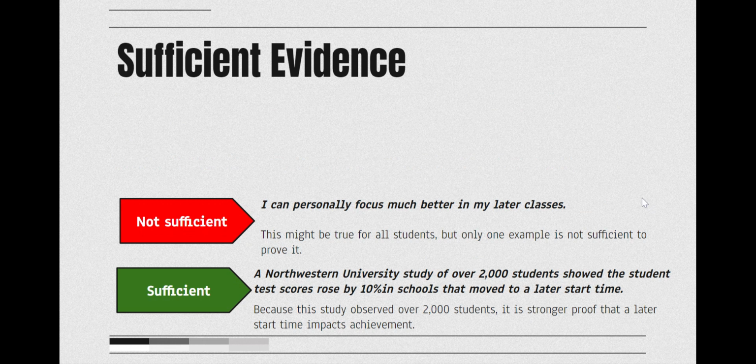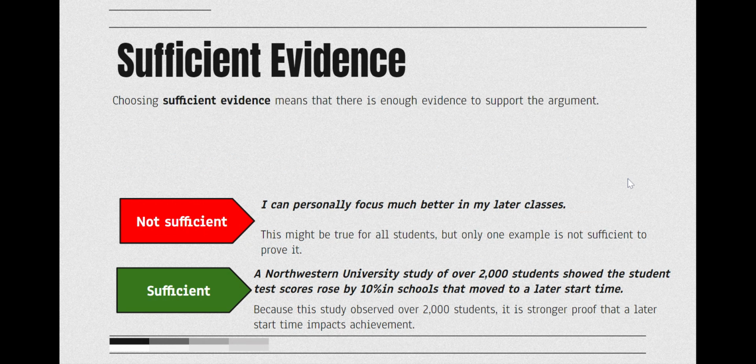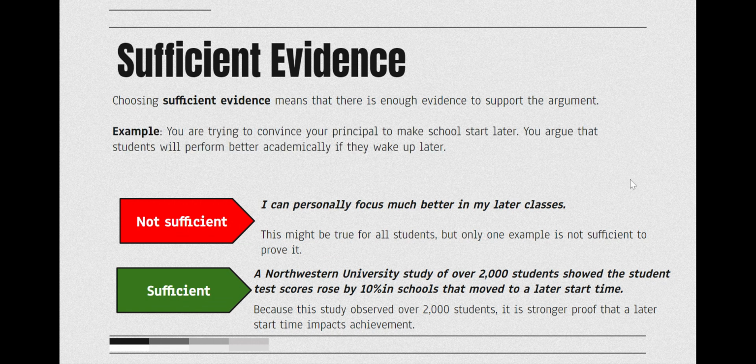Next, we want to talk about sufficient evidence. Sufficient evidence means that there's enough evidence to support the argument. You might provide some facts or a story that proves your point, but, and here's the caution part here, if it's only a small sample, it won't be super convincing. So let's pretend that you're trying to convince your principal to make school start later, and you argue that students will perform better academically if they wake up later.